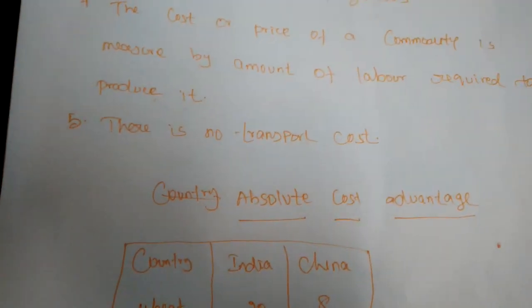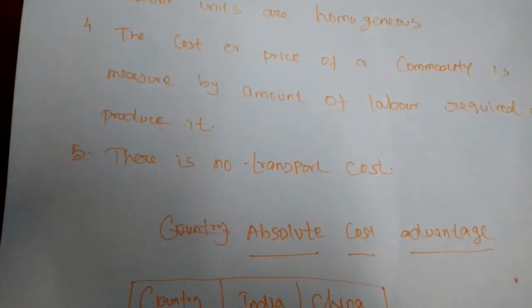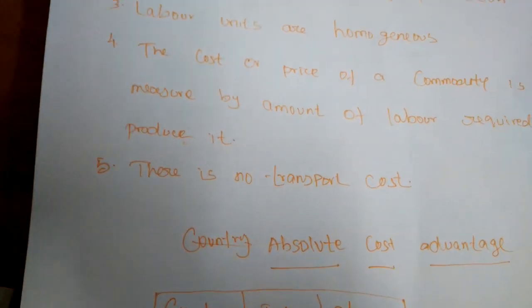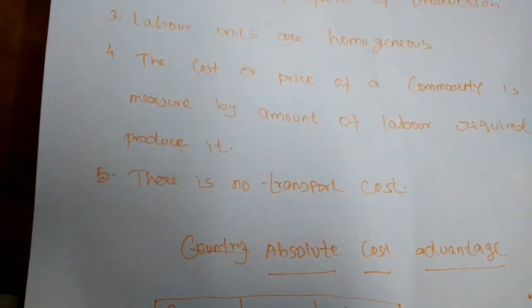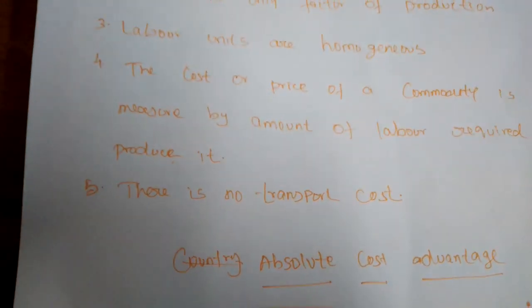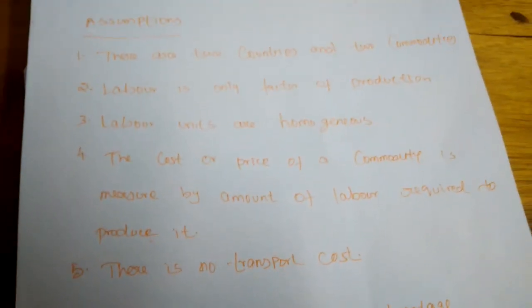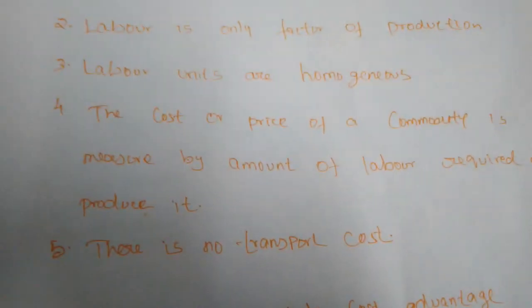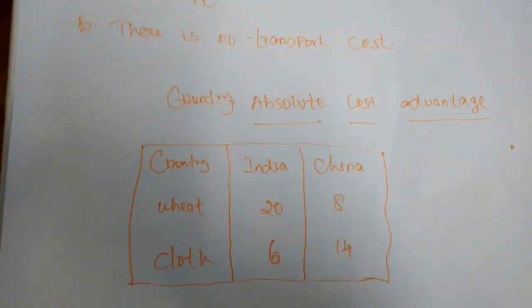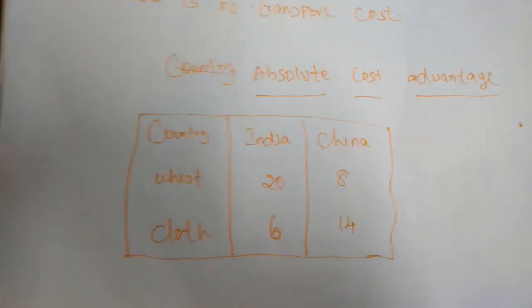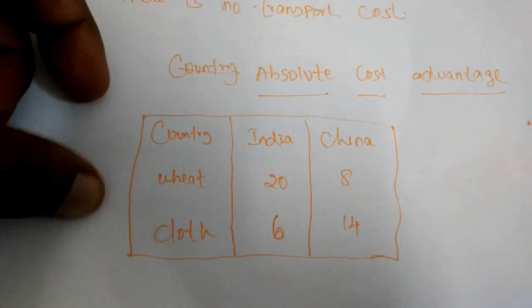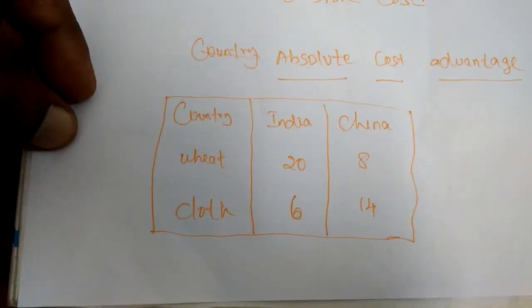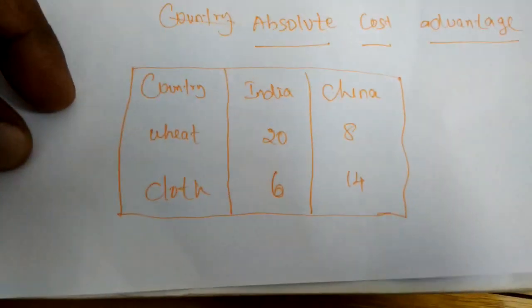Next, there is no transport cost. In real international trade, transport cost is considered, but here we assume there is no transport cost. So these five assumptions must be taken to explain the theory. Now we can explain absolute cost advantage by seeing this schedule.